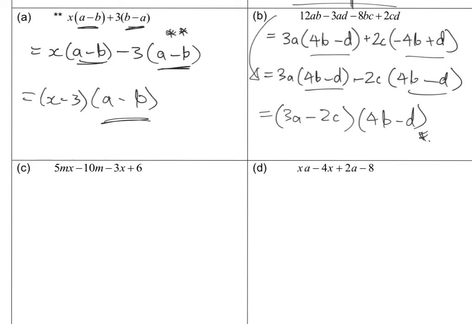Questions? Okay, let's take a look at the next one, then we can see if we can apply it very quickly. First one, what's the max I can take out? Aaron? 5 and that's all? M. So what's left behind, Aaron? X. What else? 2, okay, good. 2 times 5 is 10.